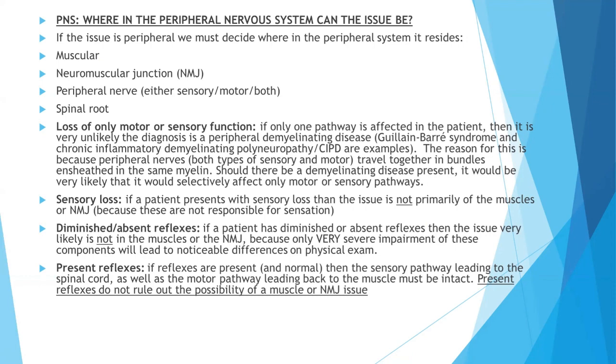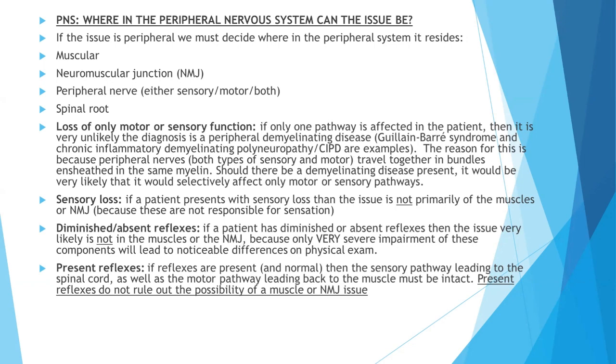The reason for this is that peripheral nerves, both sensory and motor types, travel together in bundles, insulated by the same myelin. Should there be a demyelinating disease present, it would be very unlikely that it would selectively affect only motor or sensory pathways. Now, sensory loss. If a patient presents with sensory loss, the issue is not primarily of the muscles or NMJ because these are not responsible for sensation. Diminished or absent reflexes: if a patient has diminished or absent reflexes, then the issue very likely is not in the muscles or the NMJ, because only very severe impairment of these components will lead to noticeable differences on physical examination.